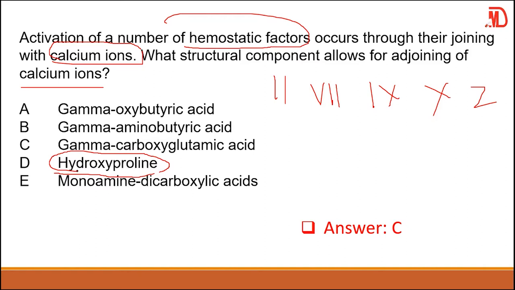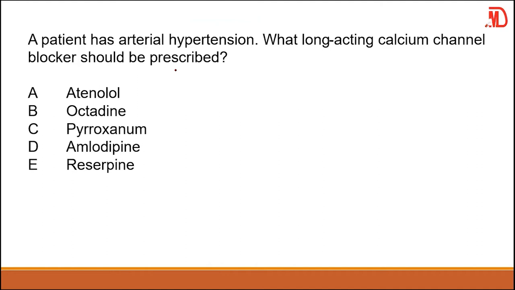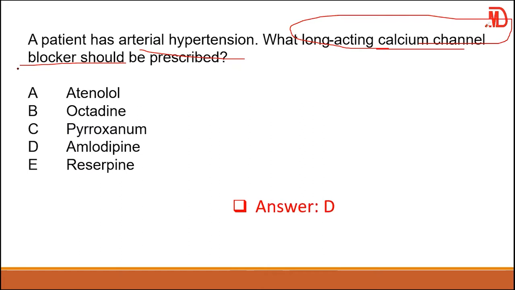That's great. A patient has arterial hypertension. What long-term acting calcium channel blocker? And of course, you are thinking of what? Amlodipine. There's no fun in telling. You just have to know that this is amlodipine. All the -lols are beta blockers, isn't it? But this is a calcium channel blocker. All right.